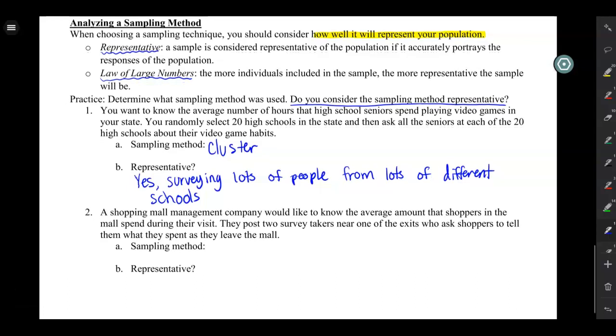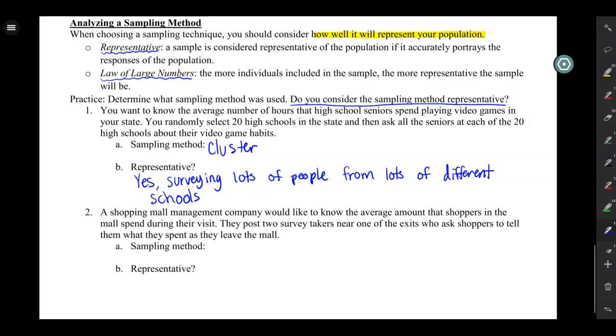All right, let's look at the next example. A shopping mall management company would like to know the average amount that shoppers in the mall spend during their visit. So they post 2 survey takers near one of the exits who ask shoppers to tell them what they spent as they leave the mall.